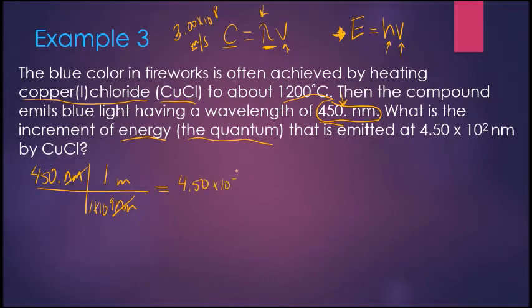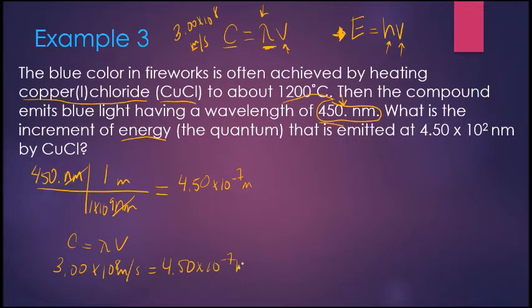4.50 times 10 to the minus 7 nanometer. I mean, not nanometers, meters. Let me change that because we're trying to get meters. There we go. So equals 4.5 times 10 to the minus 7 meters. Now that we have meters, we can plug it into our c equals lambda v equation. So we get 3 times 10 to the 8th meters per second equals 4.5 times 10 to the minus 7 meters times our V. So what do we get for V here, guys?